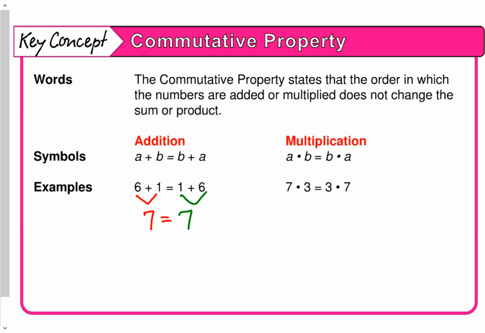And that's for addition. For multiplication, the example is 7 times 3 equals 3 times 7. 7 times 3 is 21. And on the right-hand side, 3 times 7 also equals 21. So switching the numbers in addition and multiplication does not change the sum or the product.